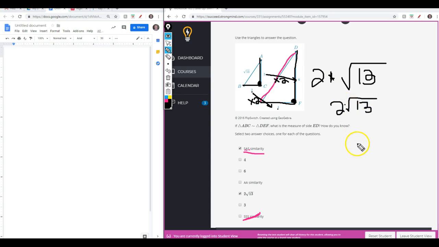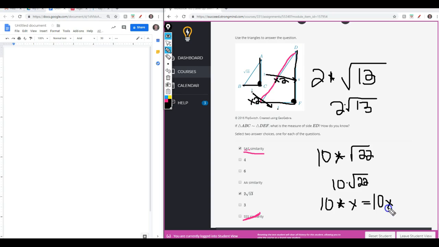There's an implied multiplication right there. Or if I had 10 times square root of 22, it would end up being 10 square roots of 22 because that multiplication is implied. Just like when you have 10 times x, it ends up being 10x. It's the very same thing with radicals, with that square root sign. That square root sign is actually called a radical. So that's how you multiply that and how we would end up with 2 square roots of 13 for our other side length.